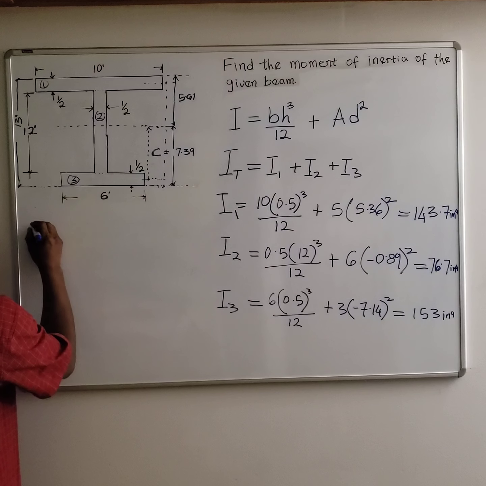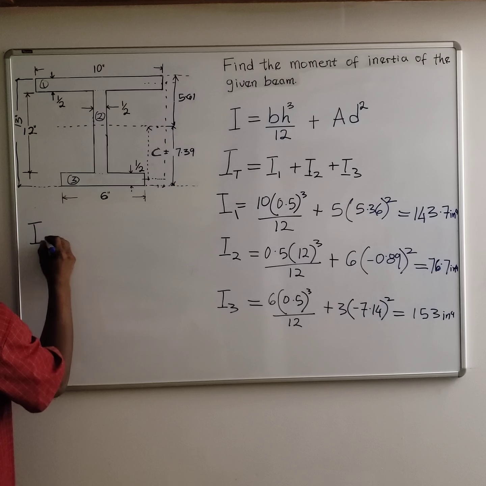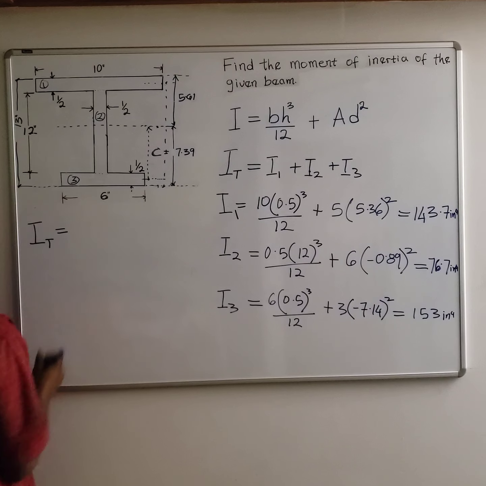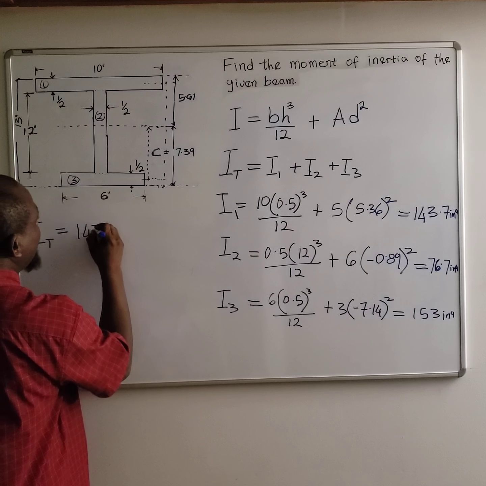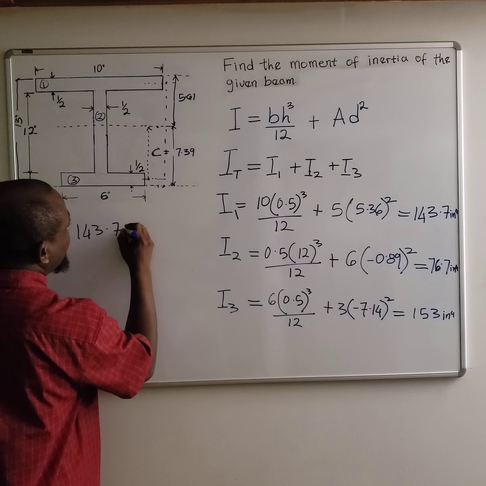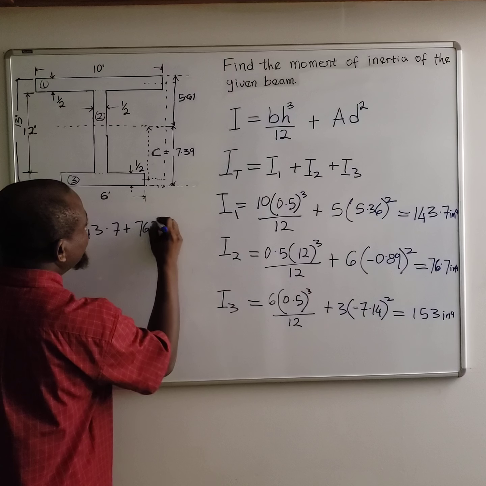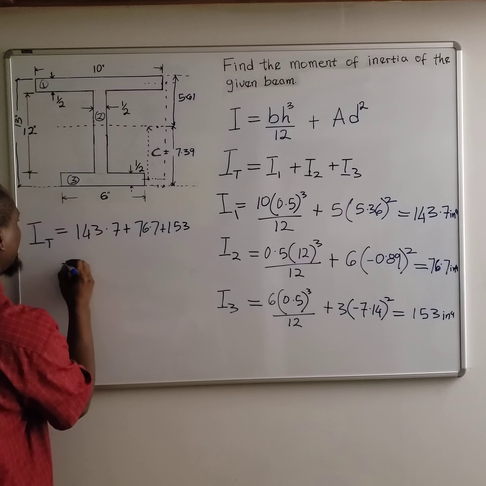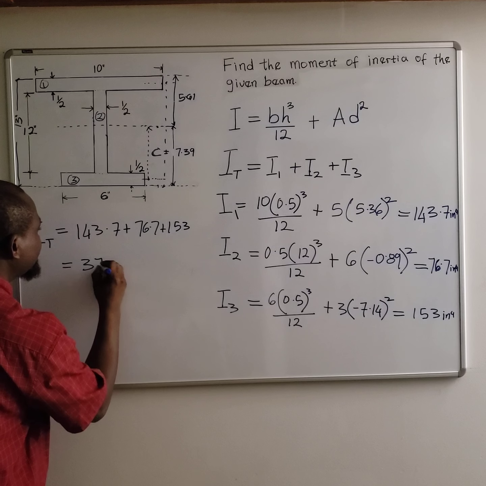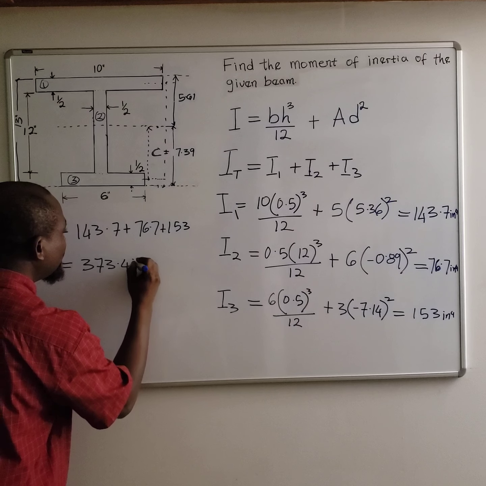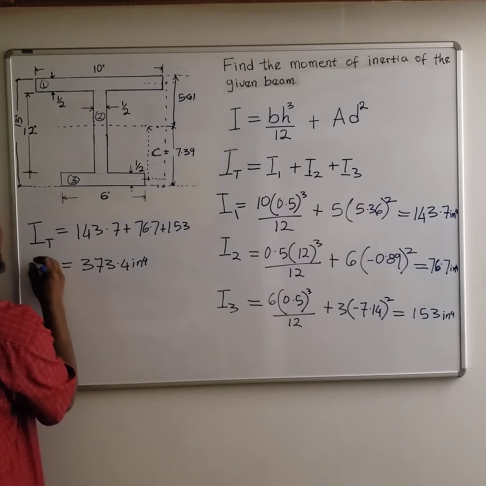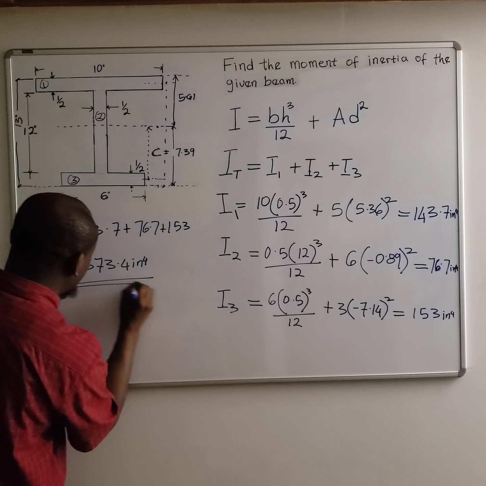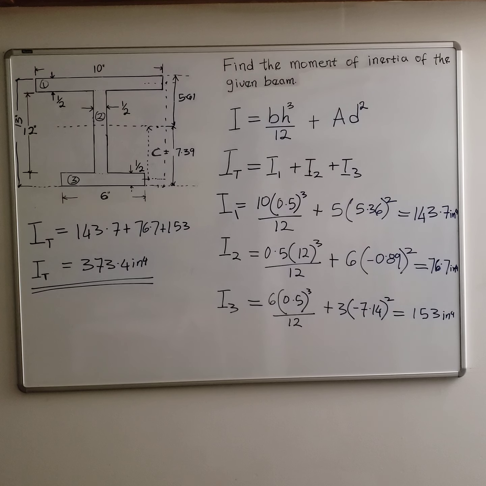But your overall moment of inertia, which is what we are looking for, is the sum of all of this. And when you sum all of that together, 143.7 plus 76.7 plus 153, you are going to have 373.4 inches to the fourth power. That is your overall moment of inertia for these shapes.